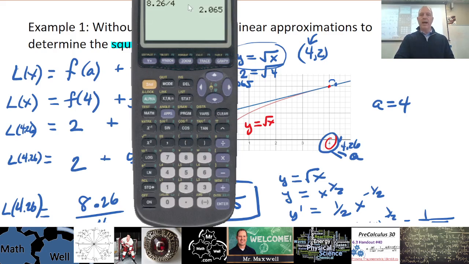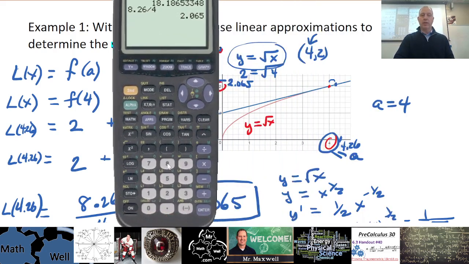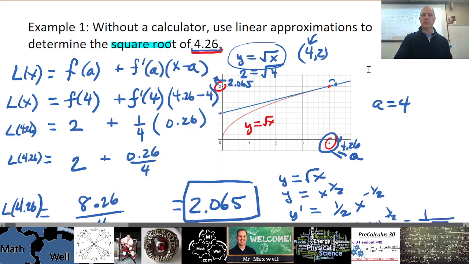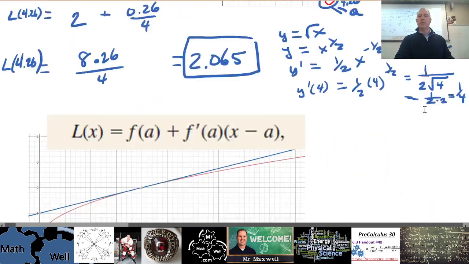And if we actually now just checked to see how close we were, then we could literally just do the square root of 4.26. And look at this. We're pretty close. 2.06397, okay, versus 2.065. So that's a very good approximation. It's very, very close. We're talking about thousandths of units off. Everybody got that? Okay. All right.